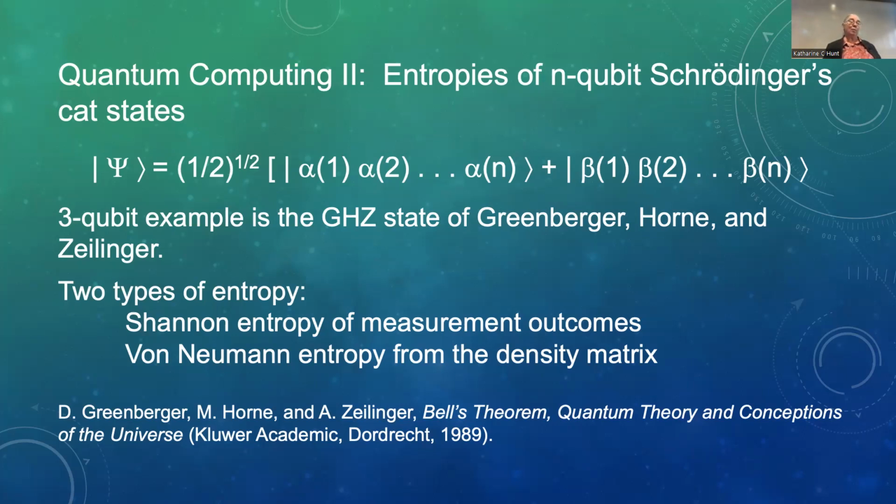There are 2 types of entropy that we could consider here, in fact, 3 really, but one of them is the Shannon entropy of the measurement outcomes. So make a measurement on the system and see what the effective entropy is. Another one is the von Neumann entropy that we get from the density matrix.